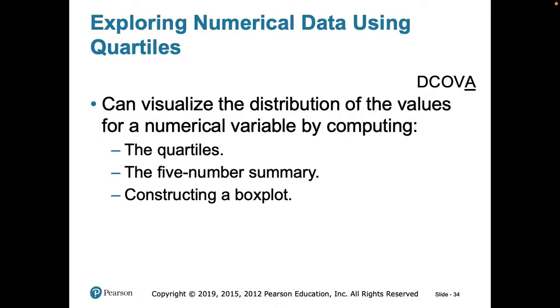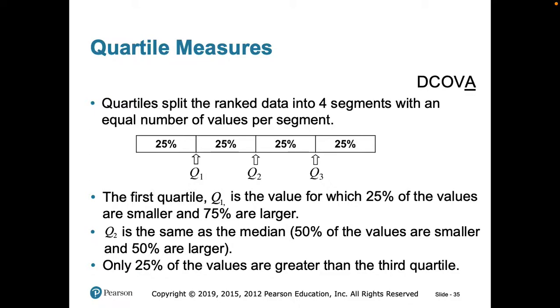Another measure that you can use is what we call the quartiles, and that is very helpful to visualize how the data is being distributed. So you can use quartiles, you can use the five number summary, and you can construct a box plot. So let's see what this means. Quartiles, basically, you're grabbing all the data and you rank it into 4 segments, and you put an equal number of values per segment. So think about a year, right? Usually your year is divided in quarters. The first quarter will be January, February, and March. The second quarter will be April, May, and June.